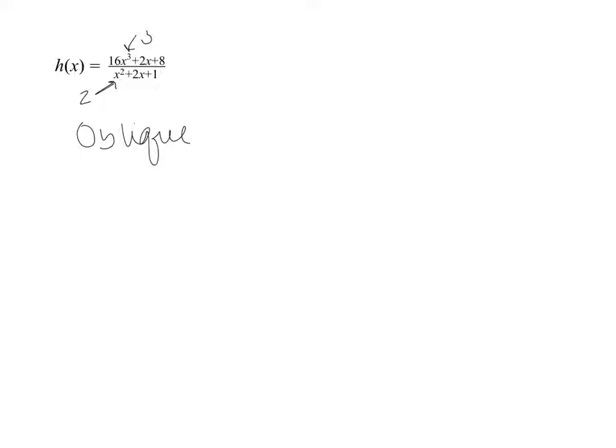So when we set up long division, the polynomial in the denominator is going to go outside, so x squared plus 2x plus 1. And underneath, we're going to have 16x cubed plus 2x plus 8. So now we need to do the long division. So I start by taking 16x cubed and dividing it by x squared, and we're going to get 16x.